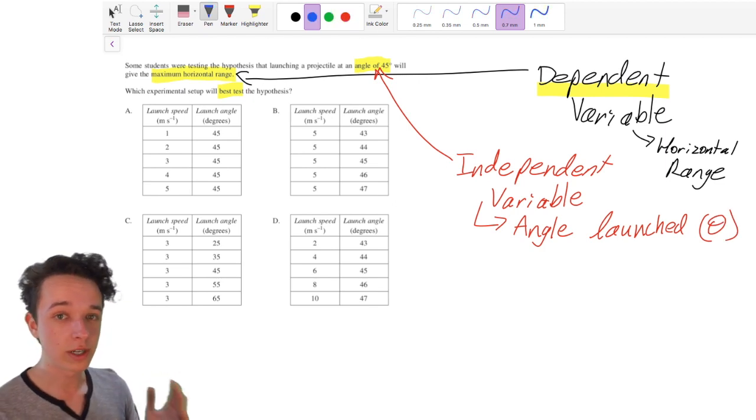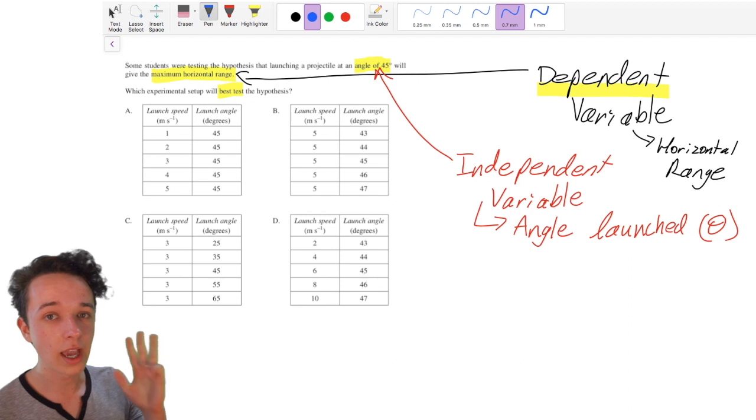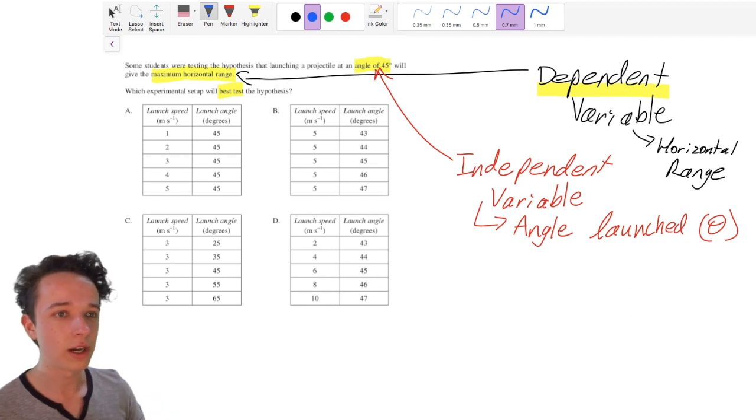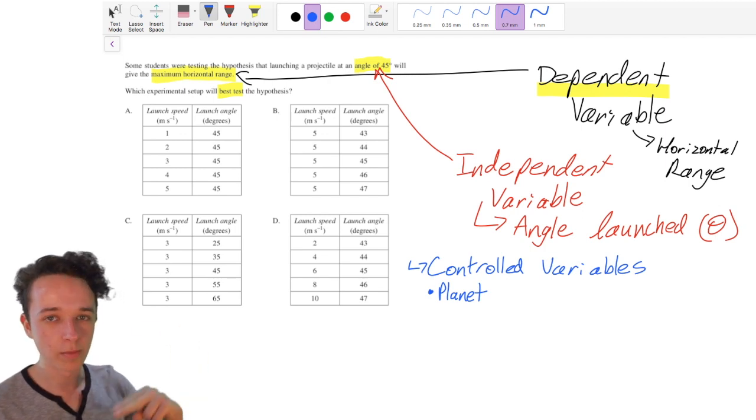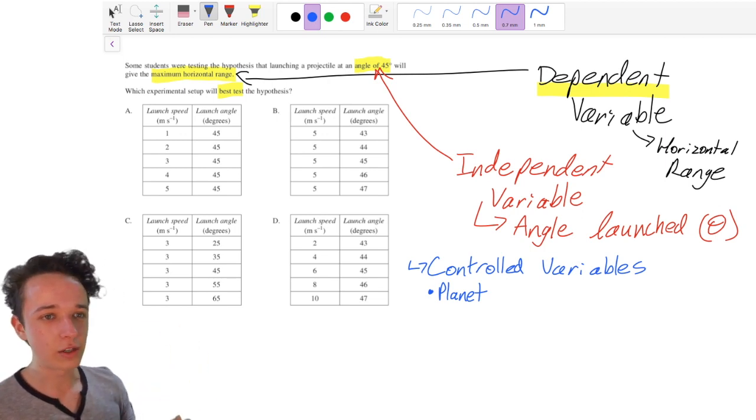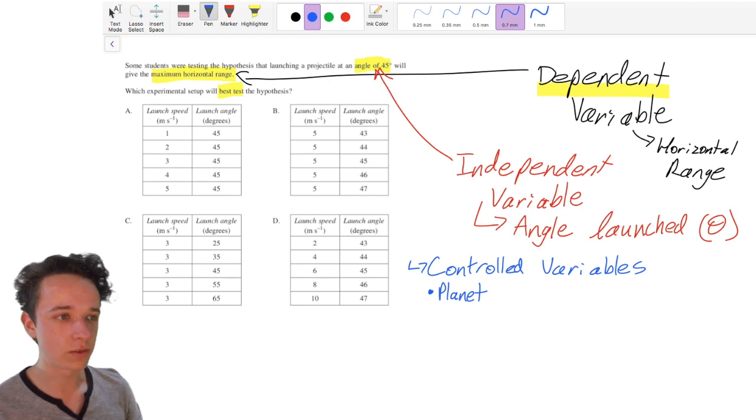And whenever you're doing a scientific experiment, there is a third category of variables that you need to consider other than dependent and independent, and that is the category of controlled variables. And controlled variables are things that you do not want to change during the experiment. So an example of a controlled variable here would be, say, the planet that you're on. Because if you go to a different planet, the acceleration in the y component would be different, and that could result in a difference in the horizontal range.